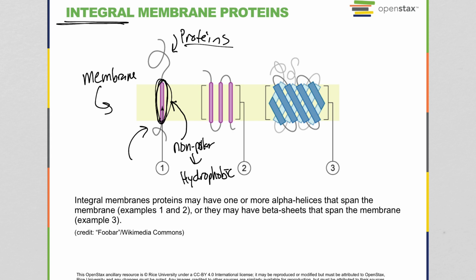So in a protein like this, this is a 3-pass or 3 transmembrane pass protein. You would expect these to be hydrophilic, and then every pink region would be hydrophobic.